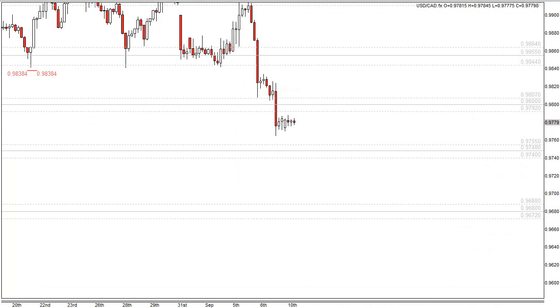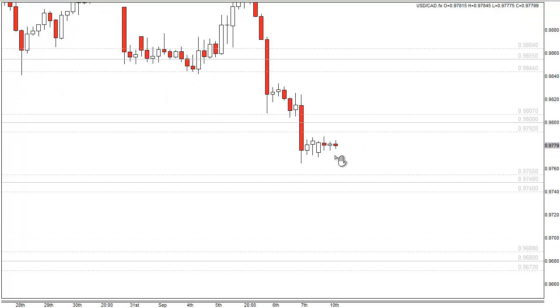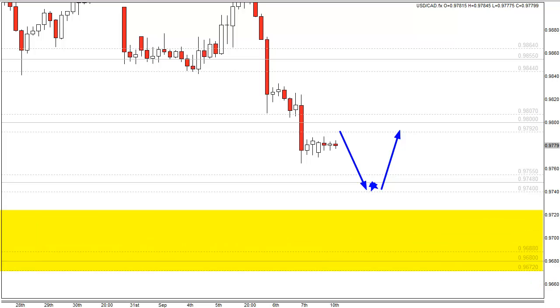So if price comes down to here, let me zoom in on this again. If price comes down to here, there are buyers grouped down here. So I'll be looking for some indecision. I'll be looking to take a bullish reversal trade if price drops down to this level. Below that we have the support area that spans between 0.9670 and 0.9680. So down here, again, this hasn't been hit in quite some time, but last time it was hit, it did act as support quite well.